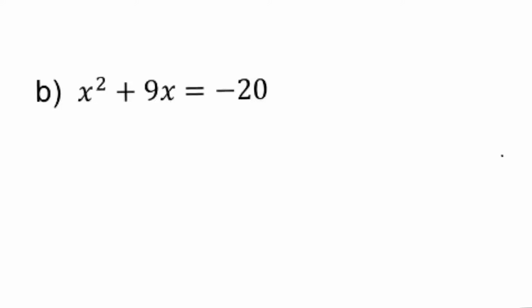Okay, so for this next example, we can't go straight into butterfly method because this quadratic does not equal 0. It equals -20. We need it to equal 0 before we can go straight into butterfly method. So the way we do that is we have to use inverse operations to move the 20 onto the other side. So we're going to do the opposite of negative, so we're going to add 20 to both sides.